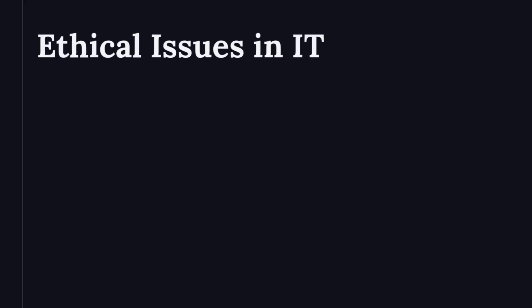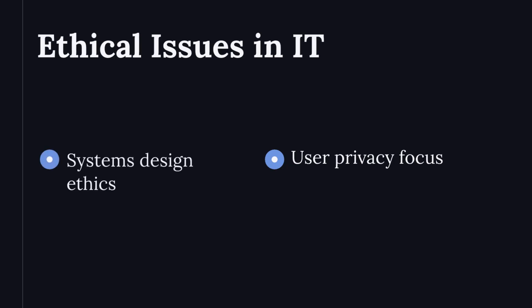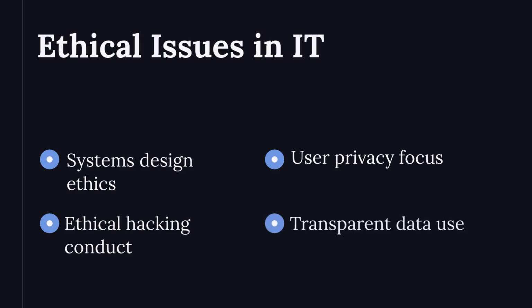Ethical issues span systems design, cybersecurity, and marketing. User privacy must be respected in systems design. Ethical hacking requires legal and ethical conduct. Digital marketing demands transparency in data use. Addressing these issues is vital for IT integrity.